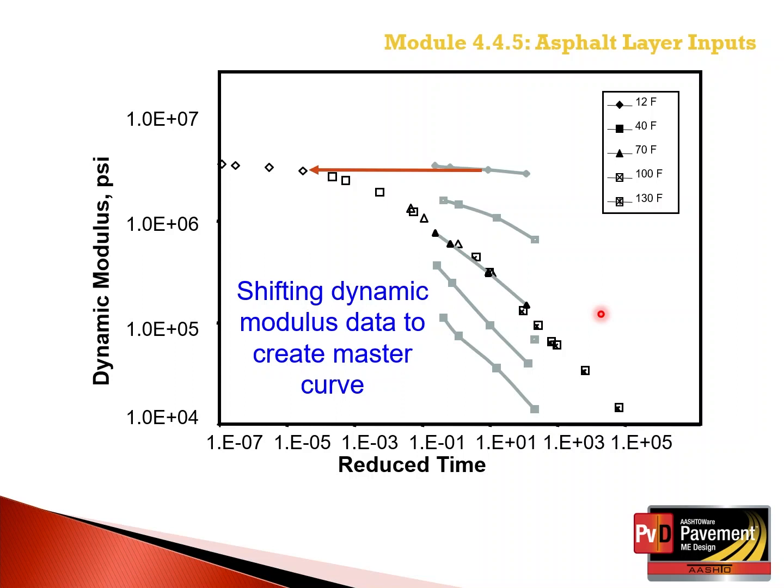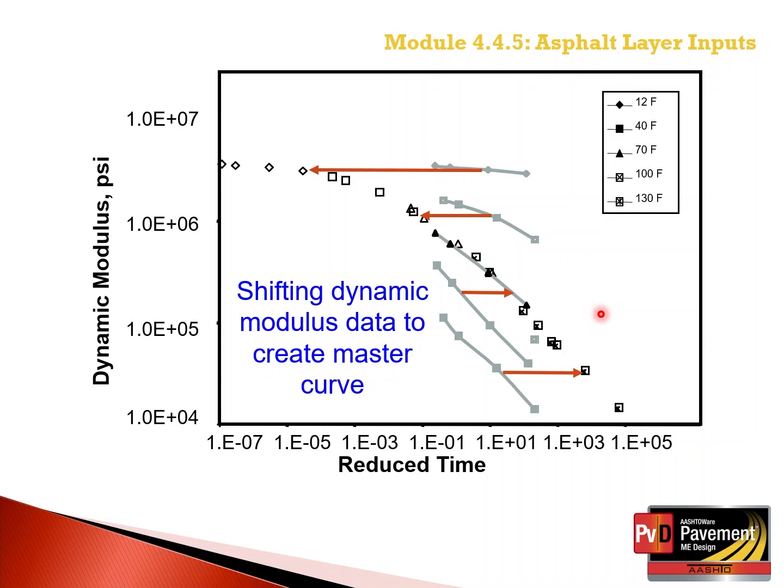The dynamic modulus values are shifted to the left, or a reduced loading time or higher frequency. Higher test temperatures are those above the reference temperature. The dynamic modulus values are shifted to the right, or a longer loading time or lower frequency.